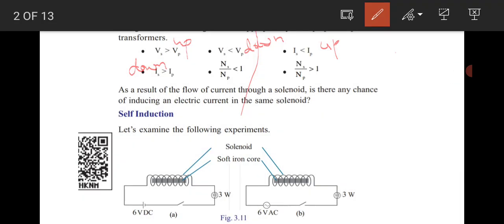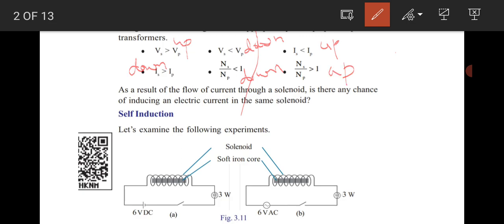The next relation is Ns divided by Np greater than 1. If it is given in the form of a division, the denominator can be moved to the other side. So Ns is greater than Np, that means the primary is greater, so that transformer is a step-down transformer. And the next one is just the opposite of the fifth one, so that is a step-up transformer.